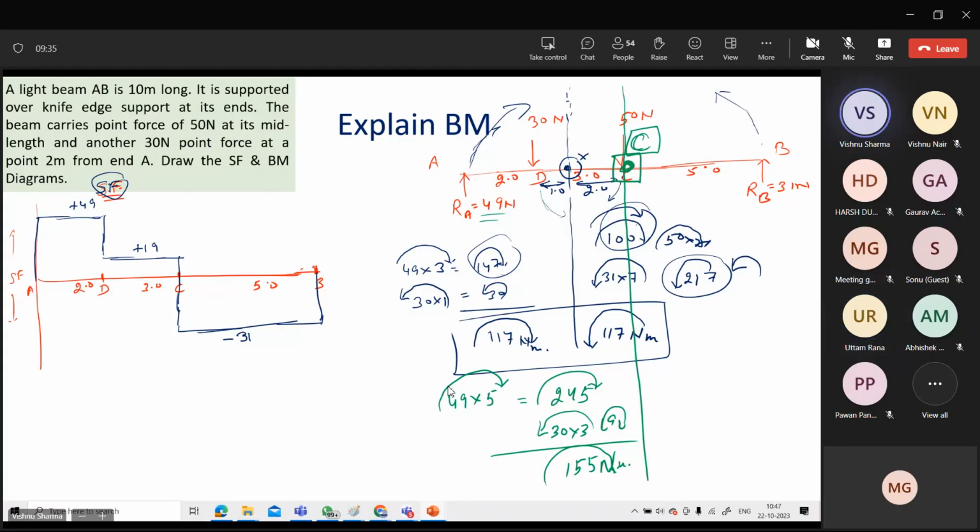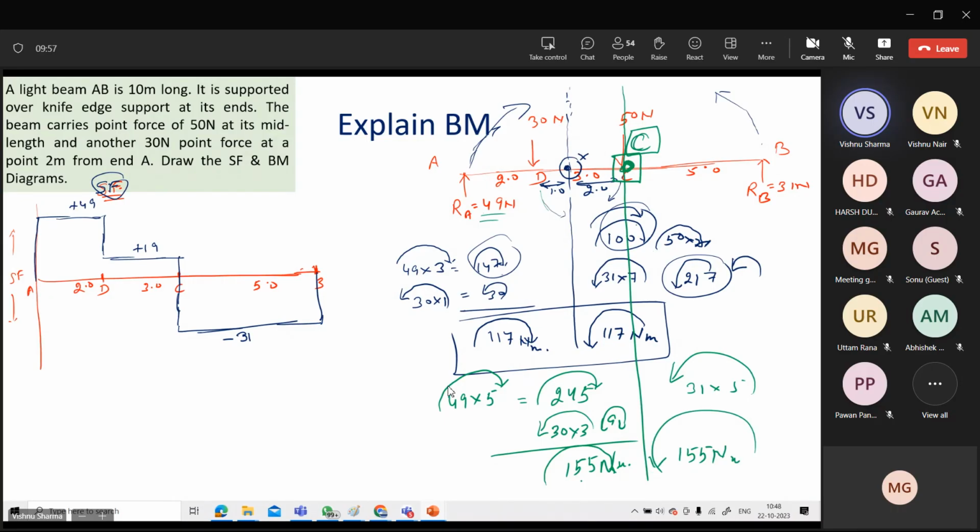And you have only one force to the right of C, because the 50 newtons acting at C will have lever 0. Now there is only one force to the right of it, that is 31 into 5, which is anti-clockwise, and this gives you 155 newton meter anti-clockwise.